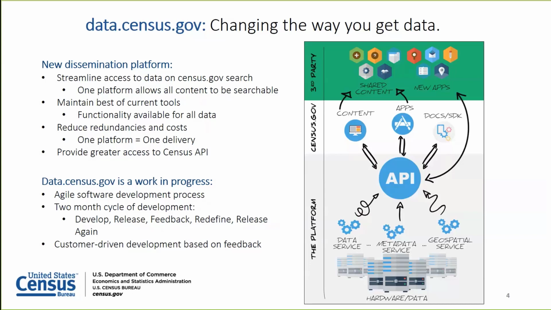This agile process is not new to the software and IT development industry, but it is relatively new for government, where we typically gather requirements, then we build for several years, and then you receive a finished product. But we don't want to build for several years, release it, and then have you not like it. So we are developing in 2-month increments, periods of develop, release, feedback, redefine, then releasing again, all to create this ultimate customer-driven experience.